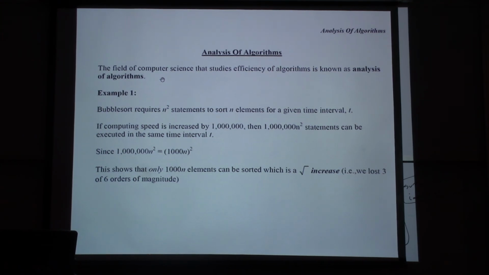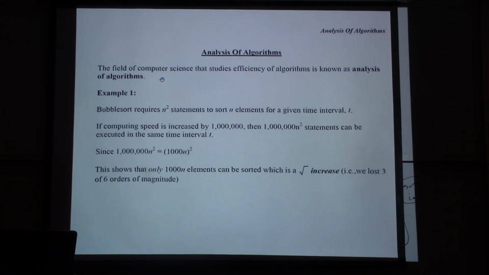But the question is, how many elements can it bubble sort in time t? And the answer is, to compute the number of elements it can sort, you can see that the relationship between the number of instructions and number of elements is that the square root of the number of statements will be the number of elements. So since the new speed up gives us an opportunity to execute not this many statements, but 1 million n squared statements, the square root of that is going to be 1,000 n. So I can now bubble sort a 1,000 times bigger array, even though my computer is 1 million times faster.